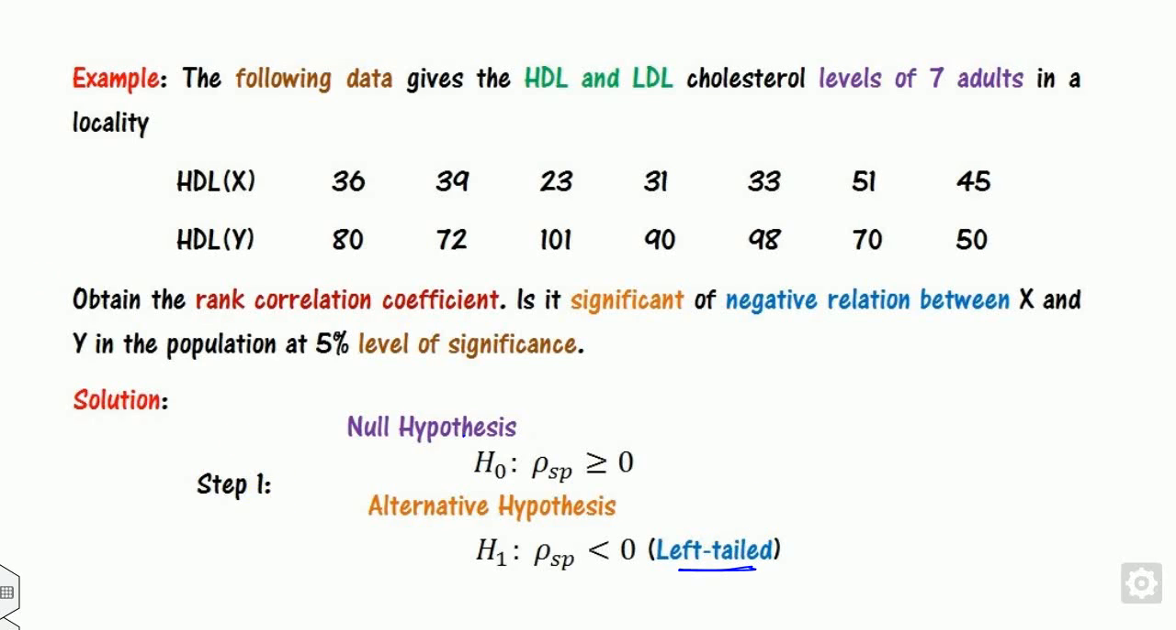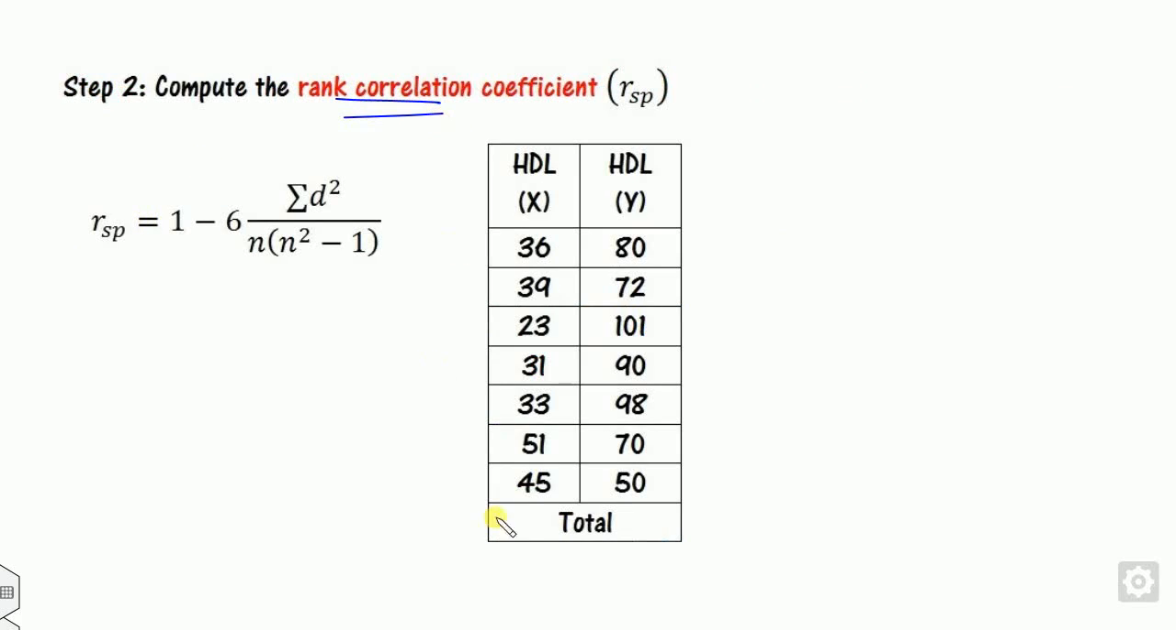What is step 2? You have to find the rank correlation coefficient. We will use either this or the formula for repetition. You can see whether there is any repeated value in X, no. Whether there is any repeated value in Y, no. So it means we can use this. Now how do you find it?